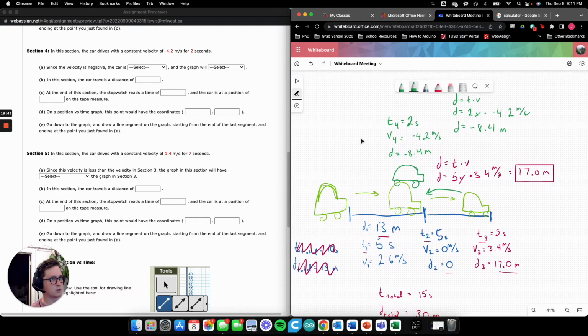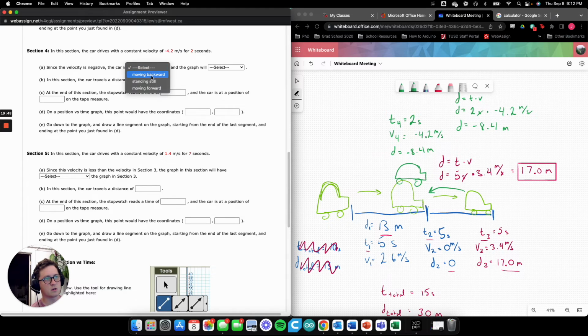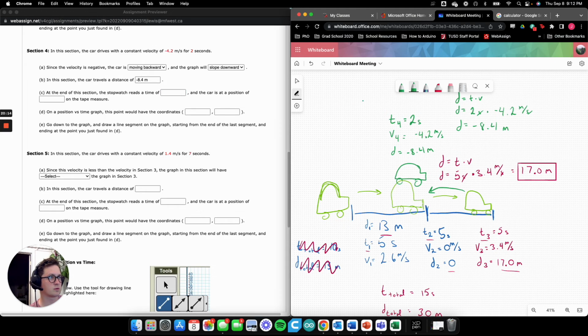Alright. So since this velocity is negative, the car is moving backwards. The graph will slope downward. In this section, the car travels a distance of negative 8.4 meters. And at the end of this section, it will read a time of, okay, so the previous total was 15. So we've traveled for 2 more seconds. So the new total of time is 15 plus 2, which is 17 seconds, because 15 was the old one.